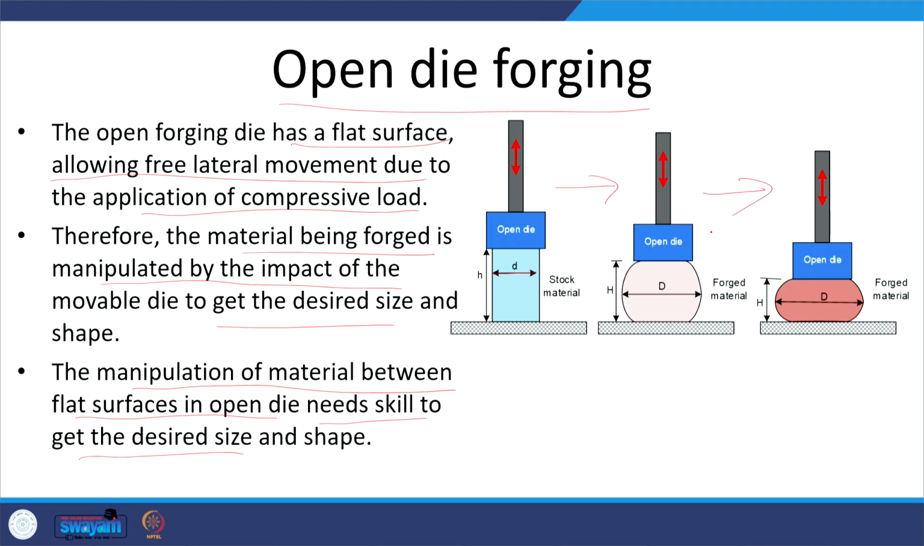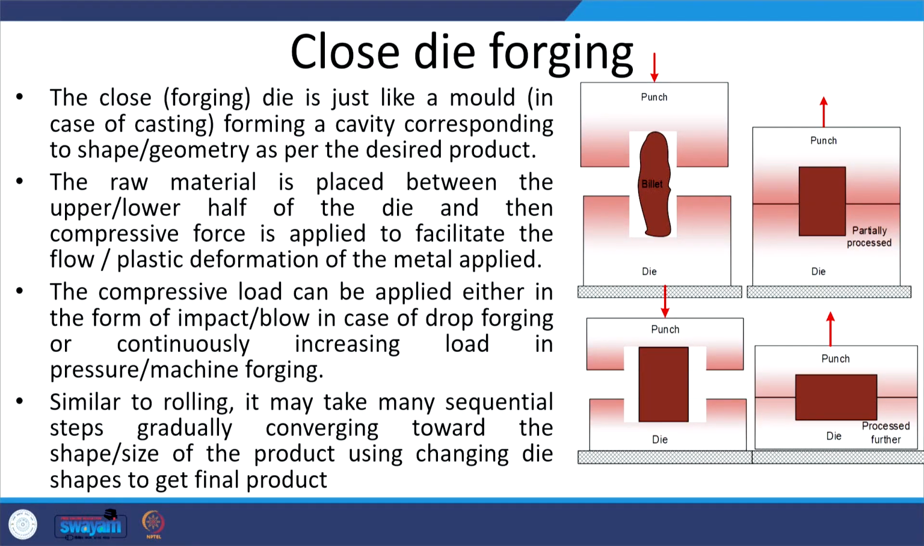The point here is we do not get the final size and shape in one go. It may require a number of stages to achieve the final size and shape. So, these are the different stages through which the material may pass to attain the desired final size and shape of the product. In open die forging, we may continue to manipulate the material between the blows until the desired size and shape is realized.